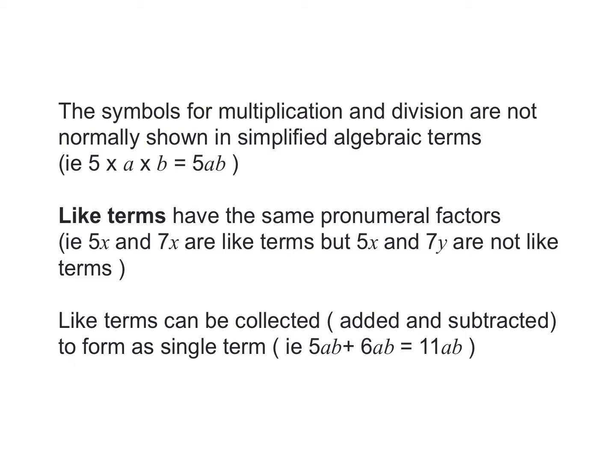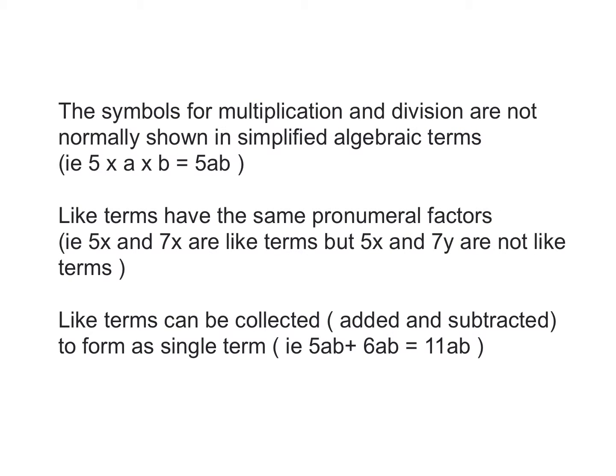There are a couple of things we need to know first, before we can solve algebraic expressions, and that is that sometimes the symbols for multiplication and division are not shown. So, for example, 5 times a times b can be written as 5ab, and we can imagine that there is an invisible multiplication sign between the 5, the a, and the b.